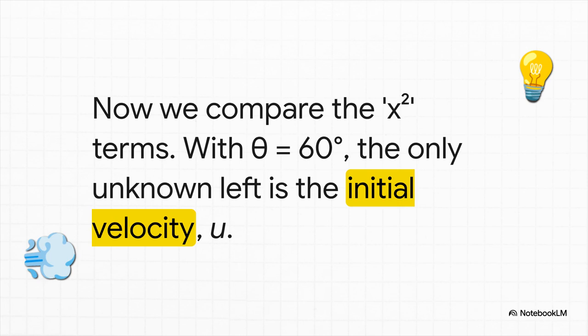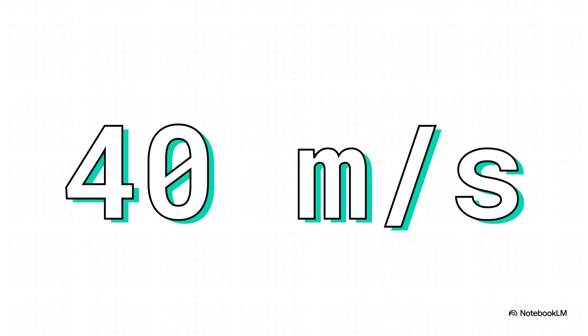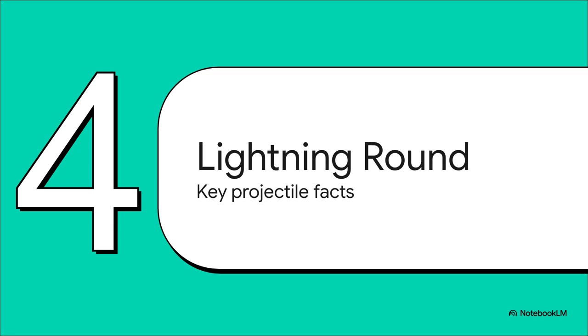All right, now for the second half of the code. We do the same thing, but this time we match up the x squared parts of the equations. We already know the angle is 60 degrees, so we can plug that information in, and the only thing left that we don't know is u, the initial velocity we're looking for. So, after you run the numbers, we find that the initial velocity, u, was 40 meters per second. And there you have it, code cracked. We started with nothing but the shape of a path, and we uncovered exactly how it was launched. Pretty cool, right?